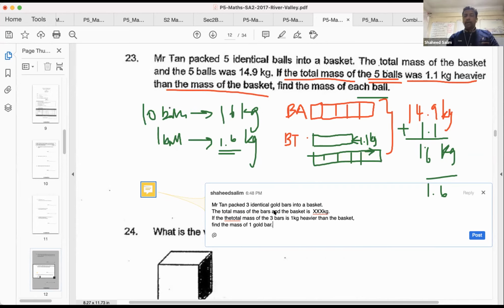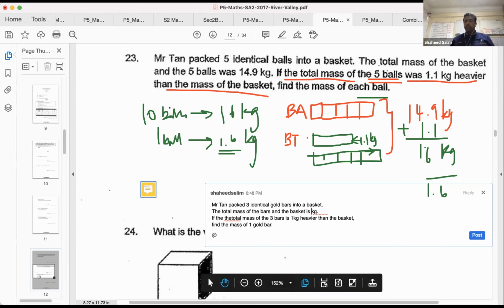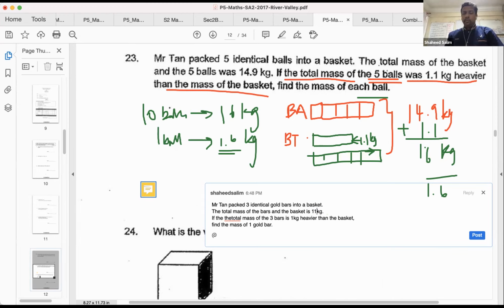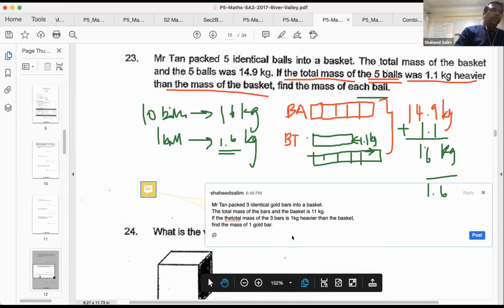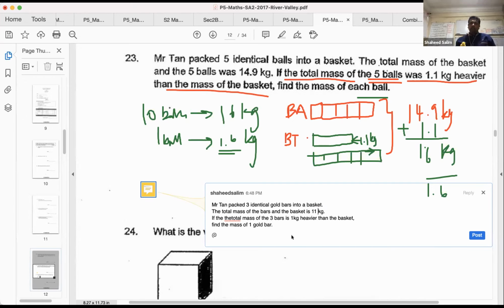Okay, I'm going to give you, try this one. I'm going to give you now the weight of here. Let me count now. Hold on. Okay, hold on. 11 kg. You try. You can do this. Draw this type model.